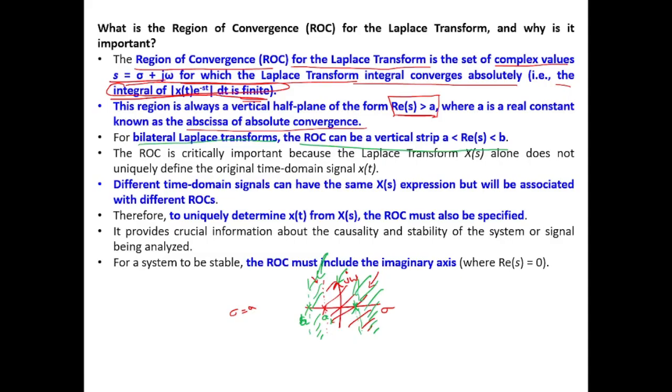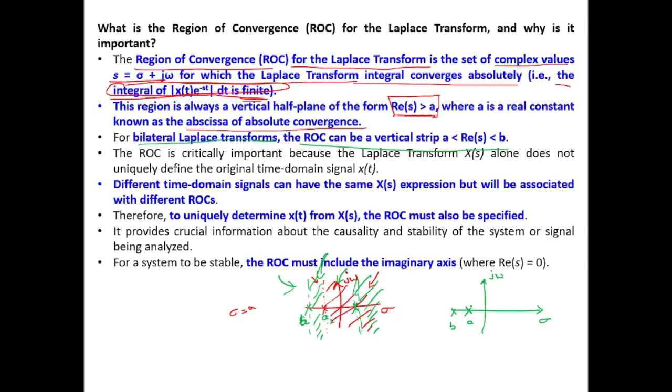But when we are talking about the causal system, because our biomedical signals are causal in nature, we'll be having the region greater than A. Now, say for example, for causal systems, we may have two poles again like this, say A and B. Now, what should be the region of convergence?